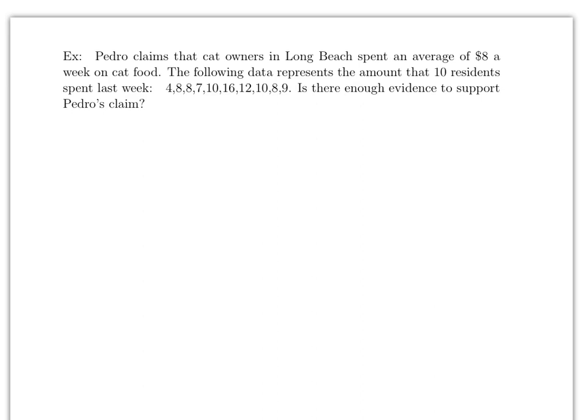In this one, they only give you the data, so you have to find a few things before you start the problem. But you're going to need just section 3.1 and 3.2 to do this, just like we did in chapter 7. So here it says Pedro claims that cat owners in Long Beach spend on average $8 a week. So his claim is that the average that people will spend on cat food is $8.